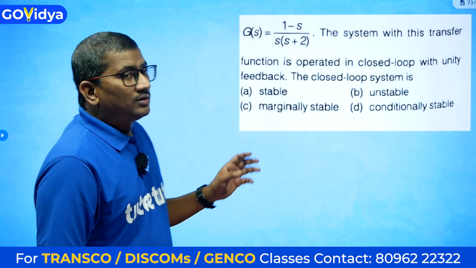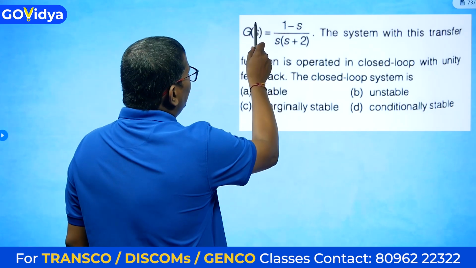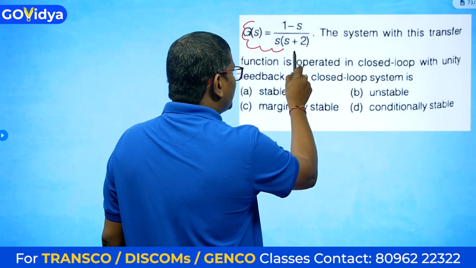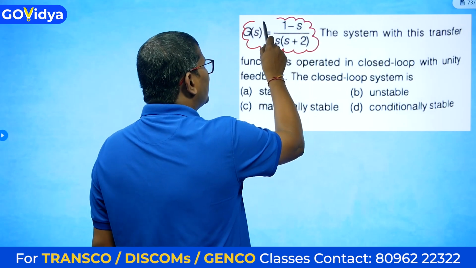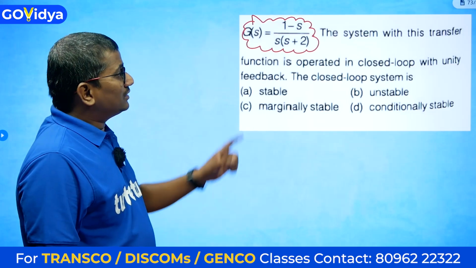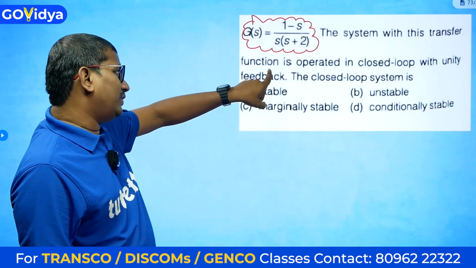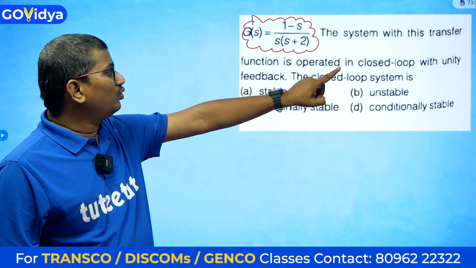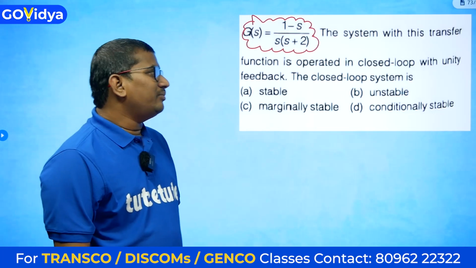Yeah. Now let us see the question. They have given this open loop transfer function. What is this open loop transfer function? G of s is equal to (1 minus s) by s into (s plus 2). The system with this transfer function is operated in a closed loop with unity feedback. They said simply unity feedback.